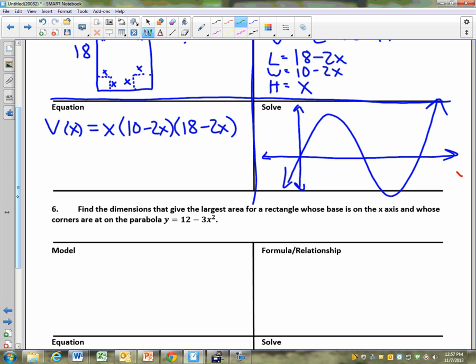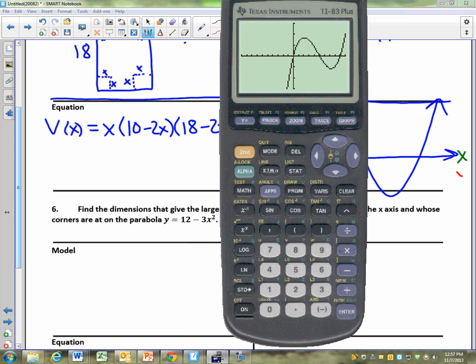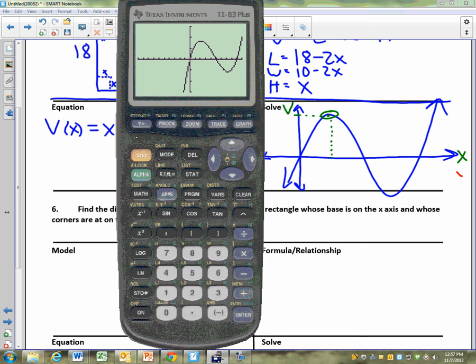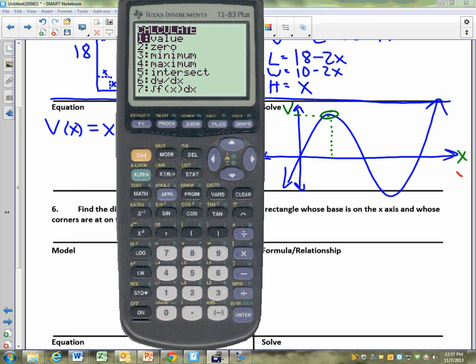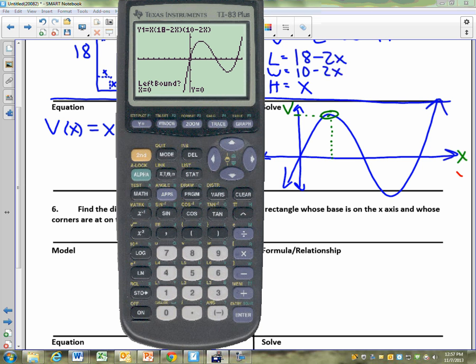And the graph can tell us where the maximum occurs. This is X, this is volume. I'm trying to find the maximum right there. We don't know how to do that without calculus. In calculus, I could teach you guys how to do that. We don't know how to do that. So what do we have to use on our calculator? So you calculate maximum, number 4. We go up to that spot.